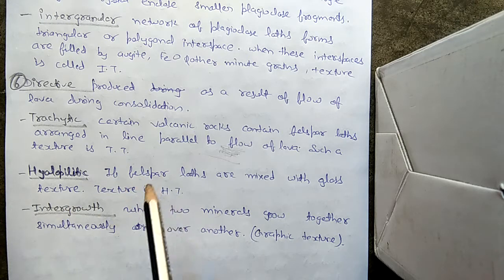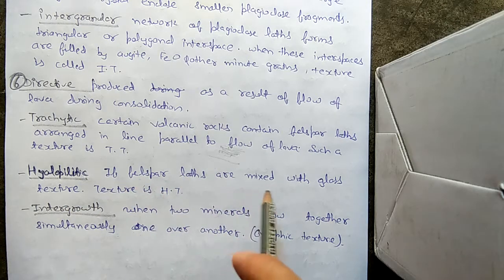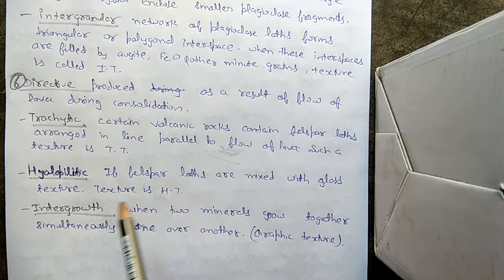Hyalopilitic texture. What is hyalopilitic texture? If feldspar laths are mixed with glass, then the texture is called hyalopilitic texture. And intergrowth: when two minerals grow together simultaneously, one over another, the texture is called intergrowth or graphic texture.